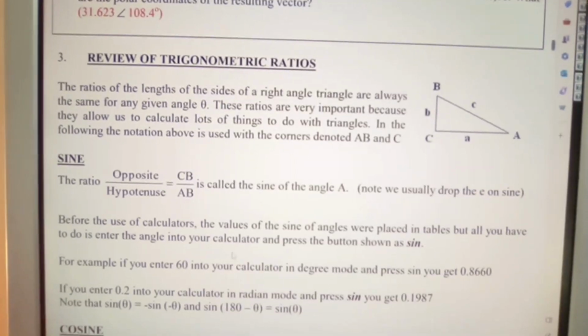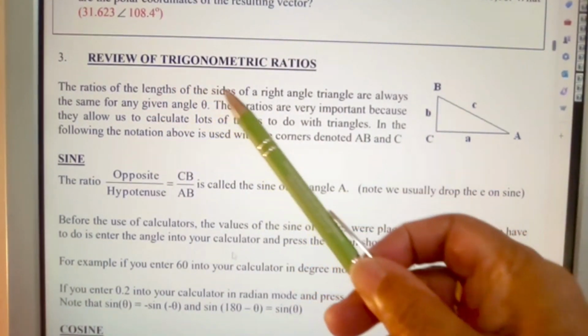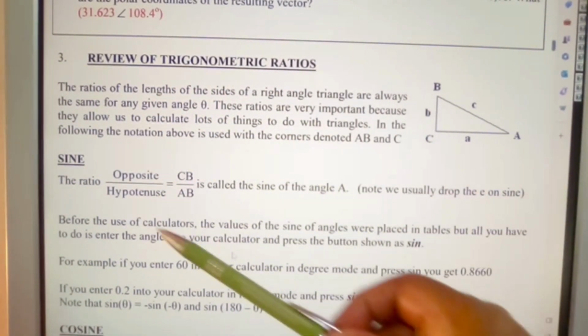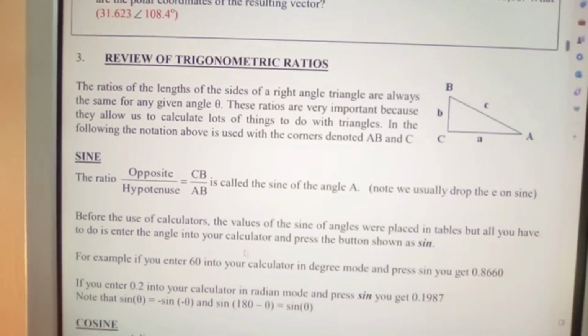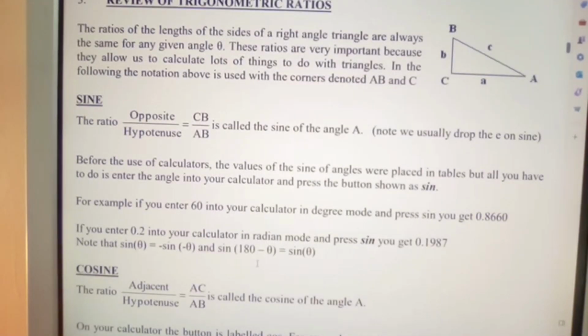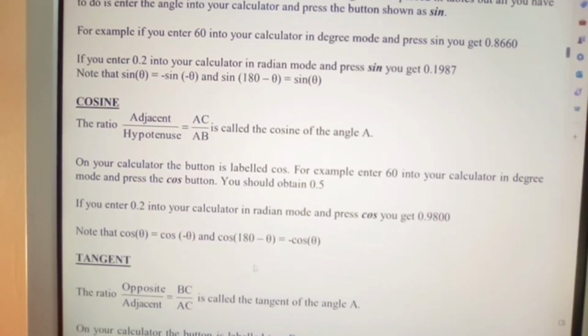And here, all we're doing now is a review of trigonometric ratios. That you can look at for yourselves, and you should be familiar with all that already. Sine, cosine, and tangent.